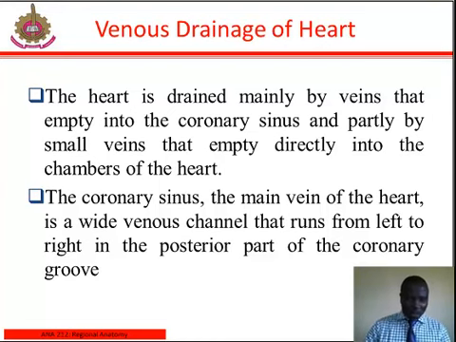The coronary sinus, the main vein of the heart, is a wide venous channel that runs from left to right in the posterior part of the coronary groove. The coronary sinus receives the great cardiac vein at its left end and the middle and small cardiac veins at the right end. The left posterior ventricular vein and the left marginal vein also open into the coronary sinus.